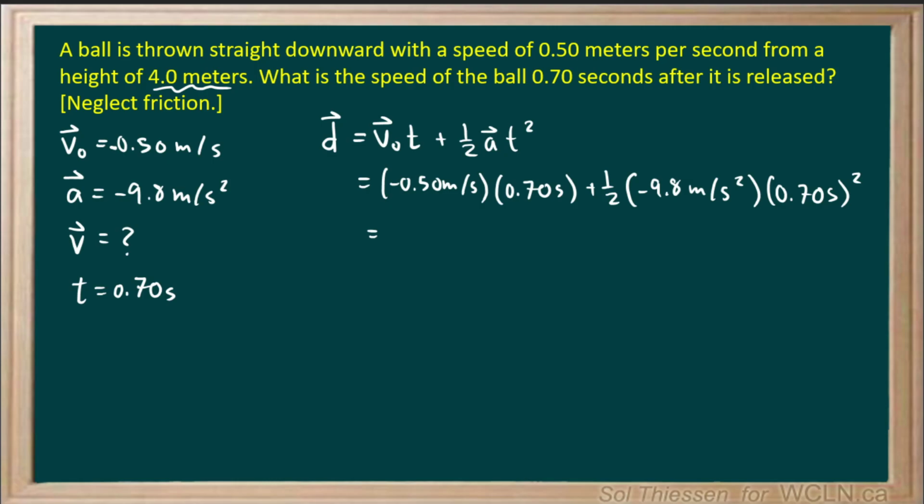Now, if you evaluate this using your calculator, negative 0.5 times 0.7 plus 1/2 times negative 9.8 times 0.7 squared, you should end up with negative 2.7-ish. You could probably round this to negative 2.8 meters. So this is the displacement at 0.70 seconds into this ball's downwards travel, which means that it hasn't hit the ground yet, and we can use one of our other equations to find its speed.